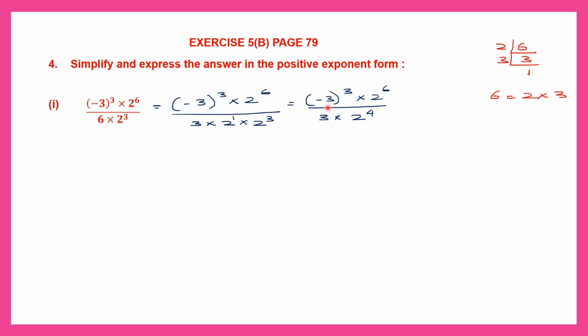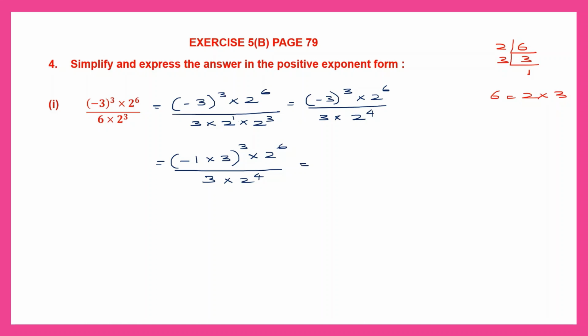Now let's work on this minus 3. Now here in the base, our 3 is positive, whereas here it is negative, isn't it? So let's work on that. Instead of minus 3, I'm going to write minus 1 into 3. Isn't it the same? Minus 1 into 3 is minus 3. The whole thing raised to the power of 3 into 2 to the power of 6 by 3 into 2 to the power of 4.